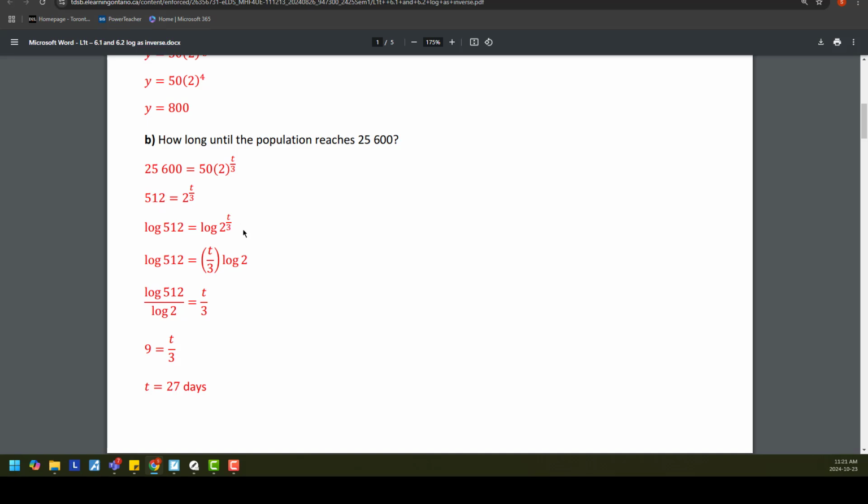When you take logs of both sides, there's a property of logarithms that you can take the exponent and put it in front of the log. Now t over 3 is in front of your log, and you can divide both sides by log 2. And log 512 divided by log 2 is just a number. Just plug into your calculator. You'll get 9. 9 is equal to t over 3. And t is equal to 27 because you bring the 3 over and multiply it by 9. So it will take exactly 27 days for the population to reach 25,600.